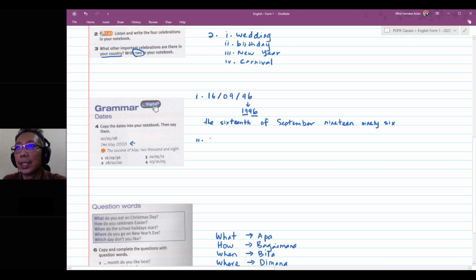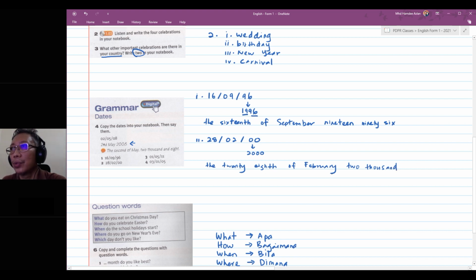Okay, number two, 28/02/00. 00 here means the year 2000. So for the answer, the 28th of, okay, 02 is February. And for the year, you cannot say twenty hundred, you need to use two thousand. The 28th of February 2000.